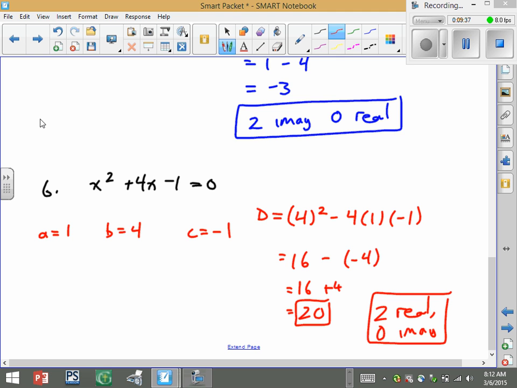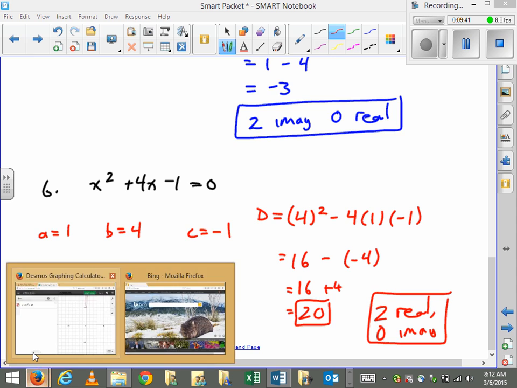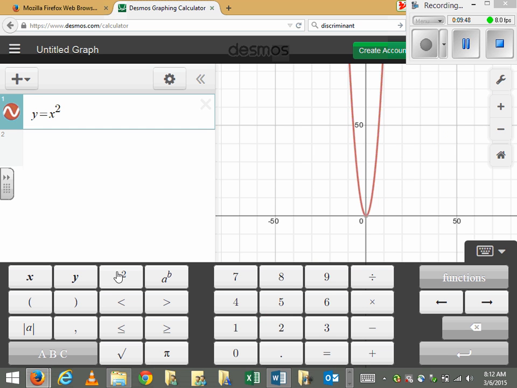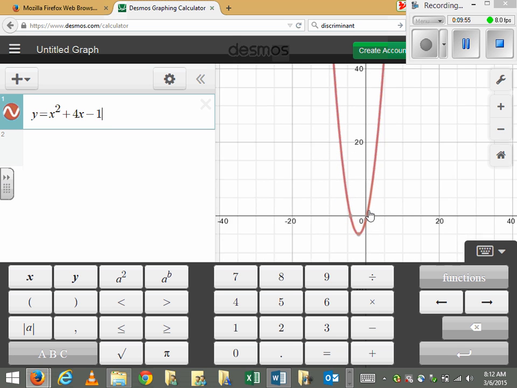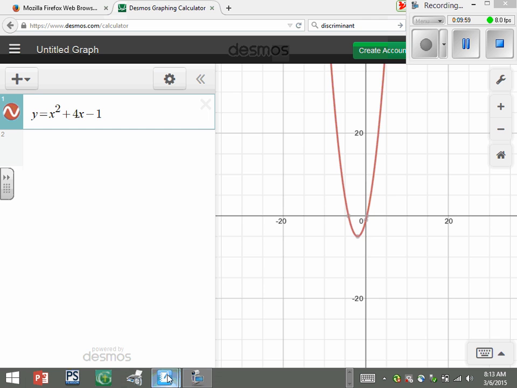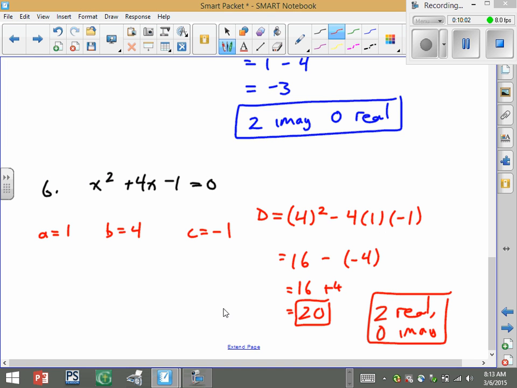So one more time, just so you can see it, if I flip over to Desmos, I graph this thing, y equals x squared plus 4x minus 1. There again, you can zoom in and see there are 2 real solutions, which is exactly what the discriminant told me I would get. Notice the discriminant doesn't tell you what those roots are or what the solutions are. It just kind of points you in a direction of, okay, there are two real solutions out there.